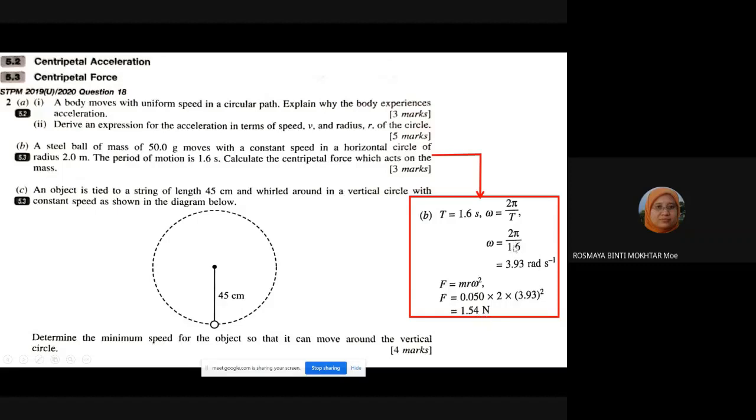If you realize here, the period is given in 2 significant figures, so the answer is 1 significant figure larger, so 3.93. Then this value is substituted in here. The final answer: this is 2 significant figures, this is 3 significant figures, so you are allowed to write in 3 significant figures. Don't write 4, usually 3 significant figures. Any problems in question 2B? If no problem, we go to question C.